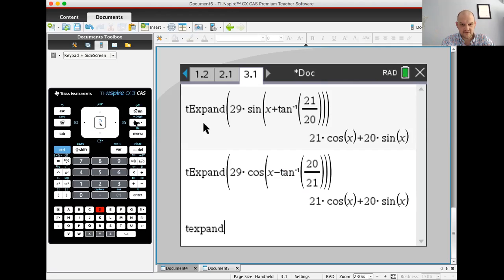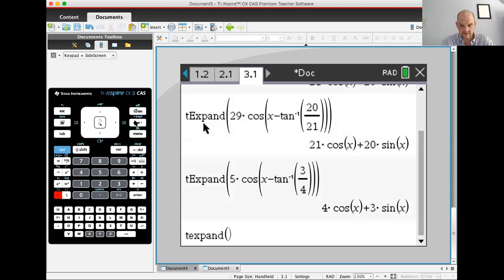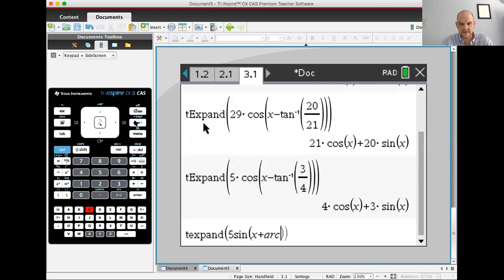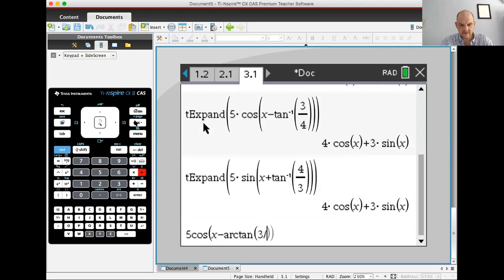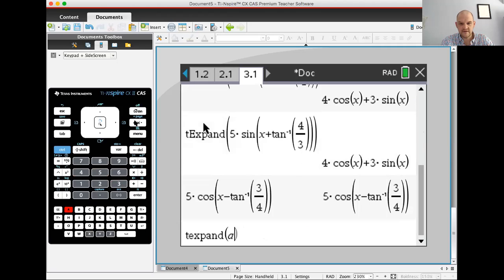Let's keep going. Trig expand. Let's hope I didn't do that again. Cosine x minus arctan of 3/4. Trig expand. 5 sine of x plus. Man, you had to watch a long time before I figured out that was wrong. That's all right though, I guess. I tell myself. X minus arc. I know I forgot the Trig expand here. T expand answer.